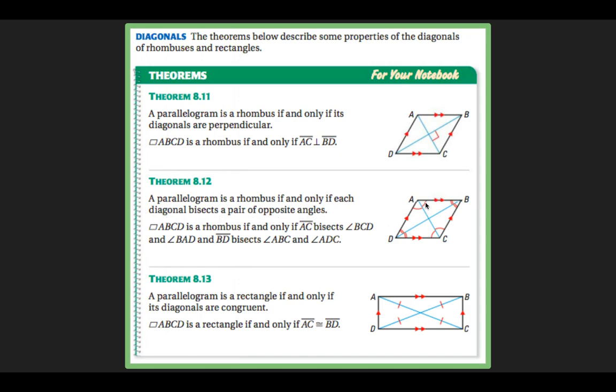A parallelogram is a rhombus if and only if each diagonal bisects a pair of opposite angles. That means that this diagonal will cut this angle in half. It will also cut this angle in half. If this angle is 100 degrees, it splits it into 50 and 50. Same with this diagonal and the angles D and B. If this angle were 80, this would be 40 and 40. All rhombuses will have diagonals that bisect each other and bisect the angles.